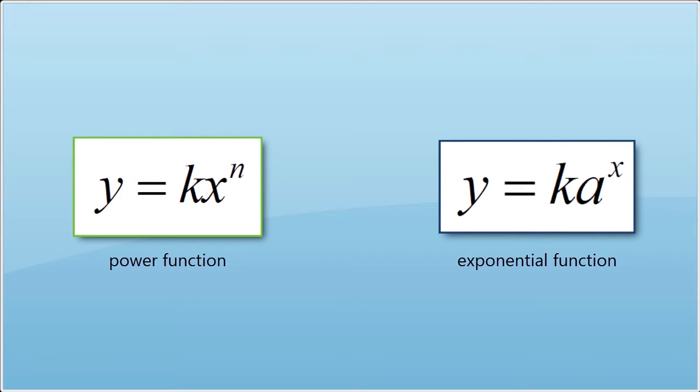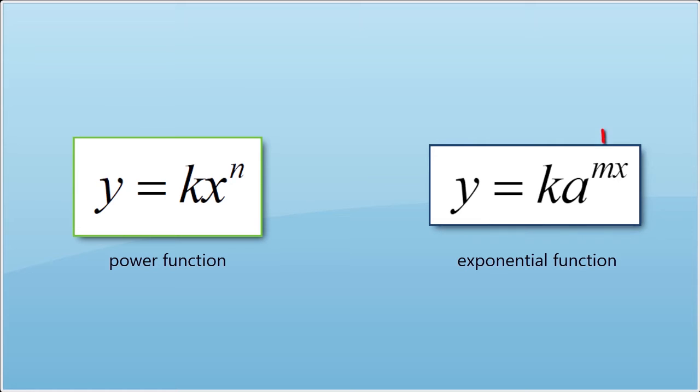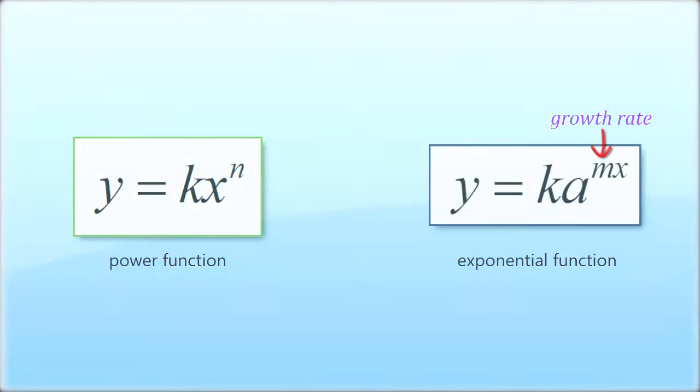With exponential functions, the base is a number, and the exponent is a variable. There can also be a number in front of the variable inside the exponent. This is sometimes called the growth rate of the exponential function.